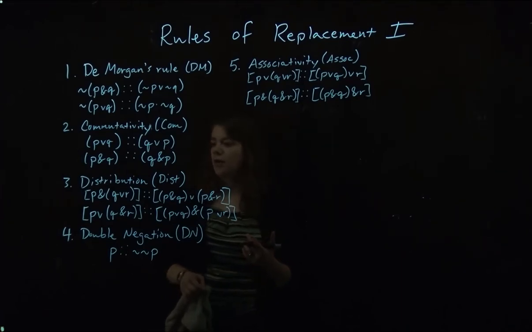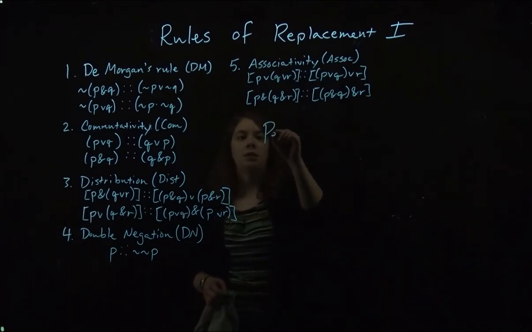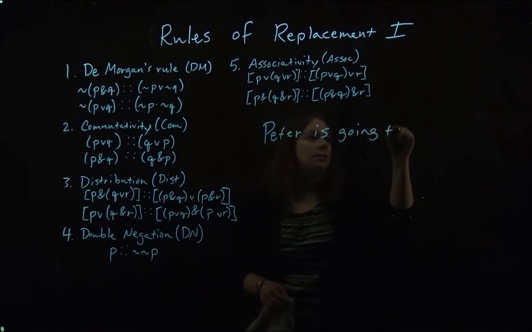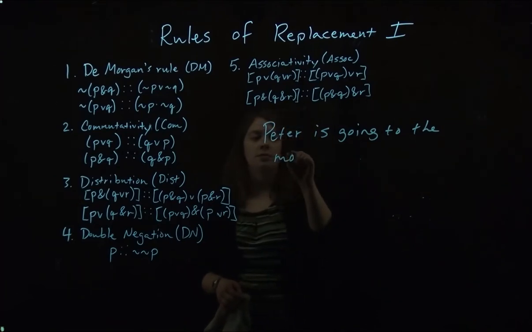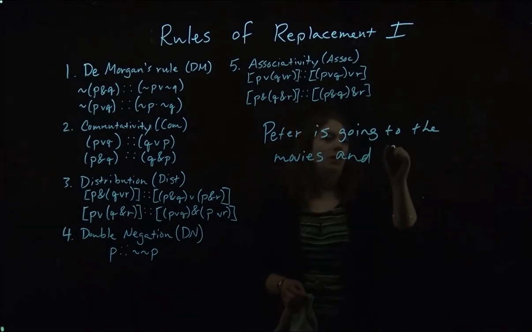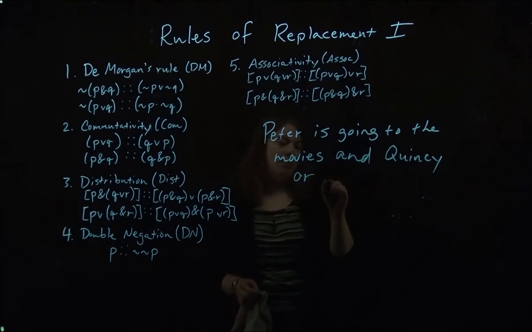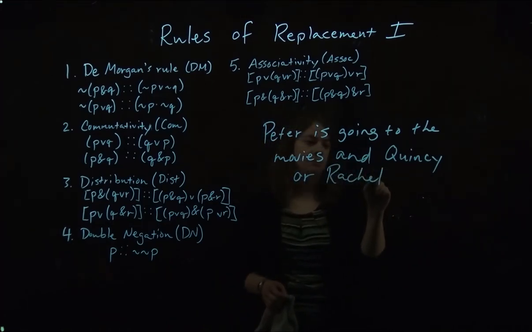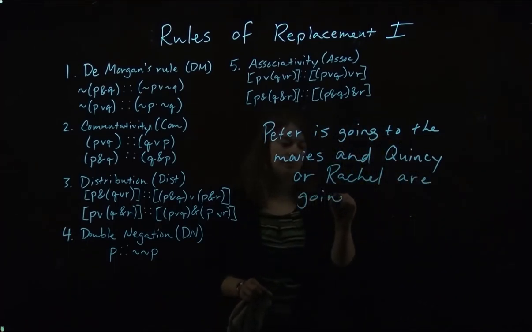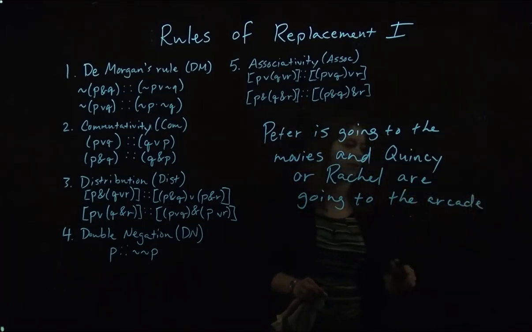So, I don't know, you could say something like, Peter is going to the movies and Quincy or Rachel are going to the arcade. Okay.